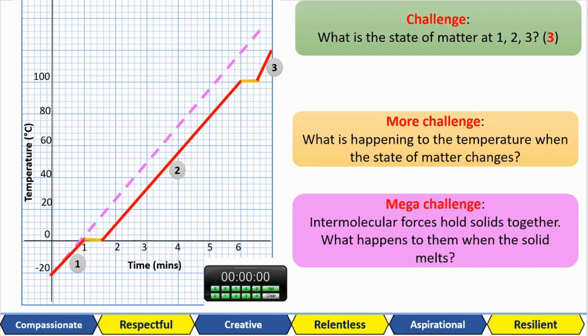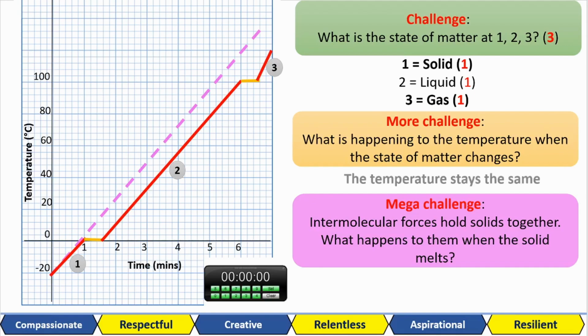The temperature is lower than 0 degrees here, so 1 should be solid. 2 is in between 0 and 100, so that should be liquid. And 3 is higher than 100, so that must be a gas. When the state of matter is changing from a solid to a liquid or from a liquid to a gas, the temperature is staying the same, it's horizontal.